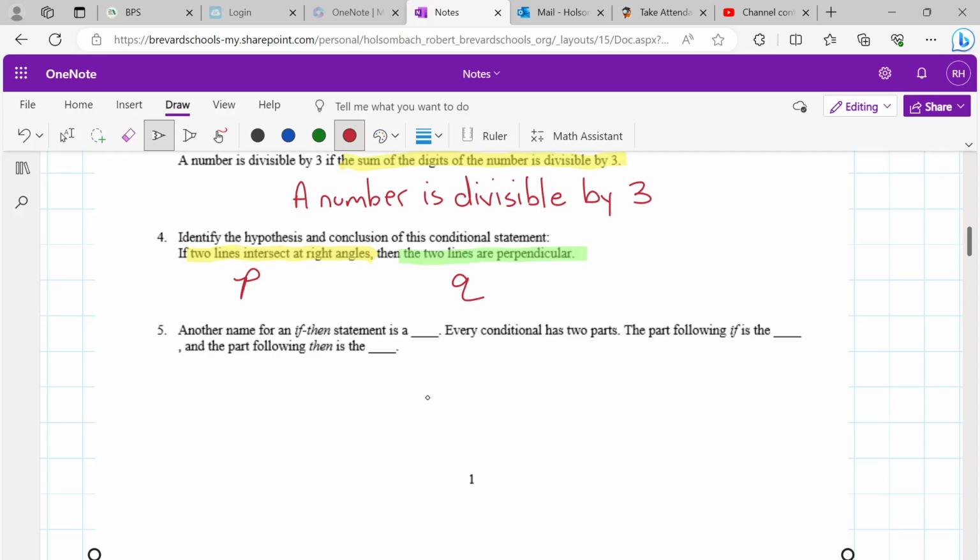All right, problem number 5 kind of goes back to that vocabulary from last week. Another name for an if-then statement is a conditional. Every conditional has two parts. The part following the if is the hypothesis. And the part following the then is the conclusion.